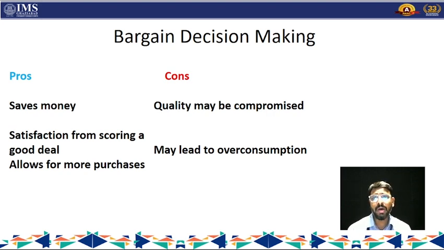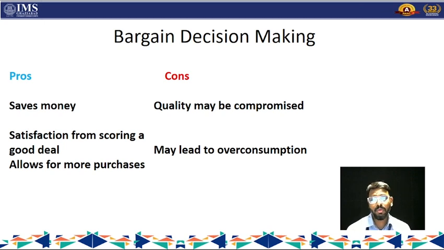And the last is bargain decision making. Bargain decision making has two sides, because every coin has two sides. One is advantage, the second is disadvantage. Yes, save money. It is a right of the consumer that they may bargain against the price of the product, right? And there are a lot of things running in the mind of the consumer. One is, I have to save money, but it is in my knowledge that quality may be compromised. Second is satisfaction from scoring a good deal.